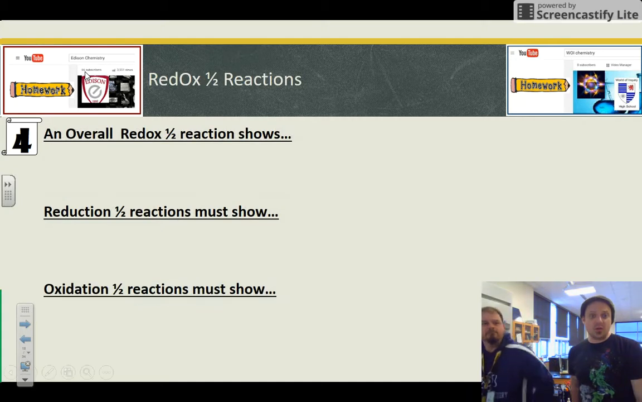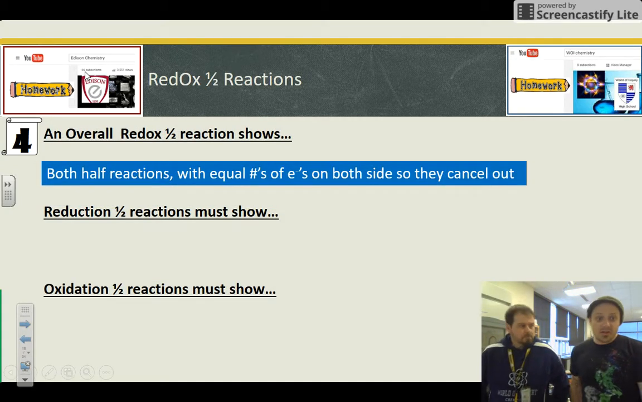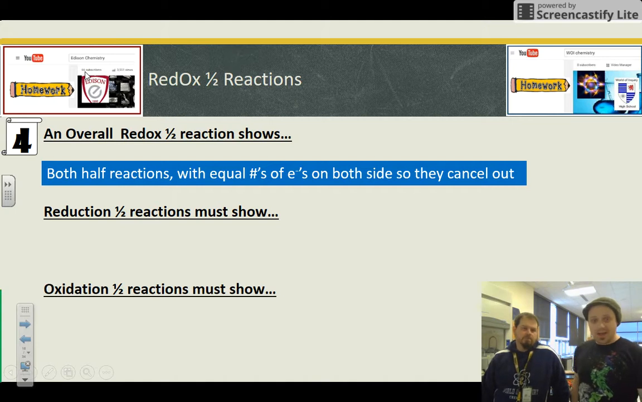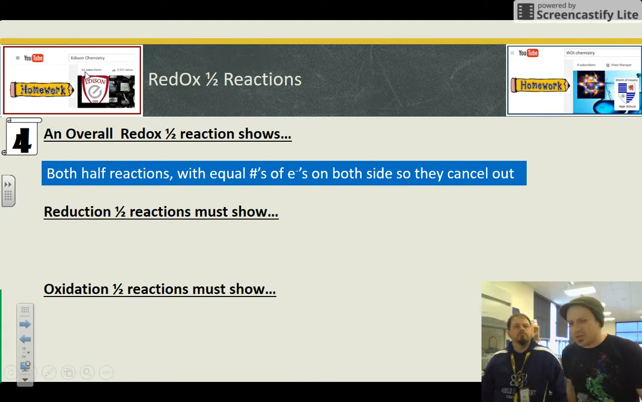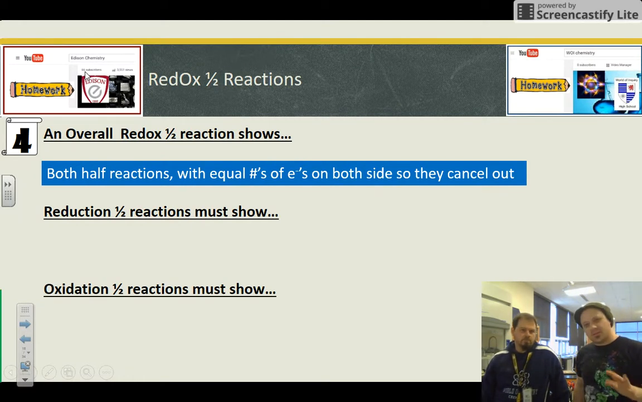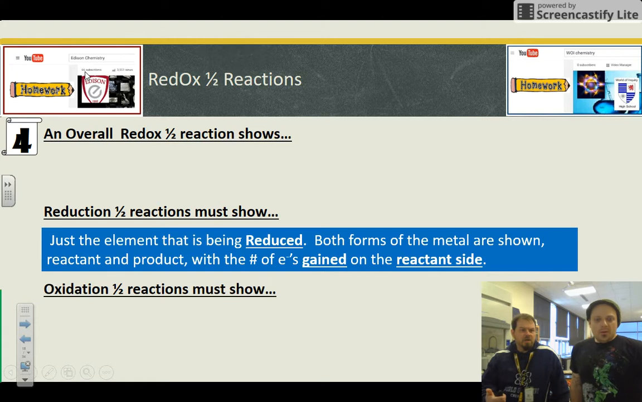So let's see what we've got to do. Overall reactions that are half reactions show both halves. They actually combine the two. That's that picture from the vocab. Remember, it showed the two and then it added them all up. They do look a little messy because there's ion charges and all that stuff, but they're really not. Then the reduction shows just the element that's being reduced.